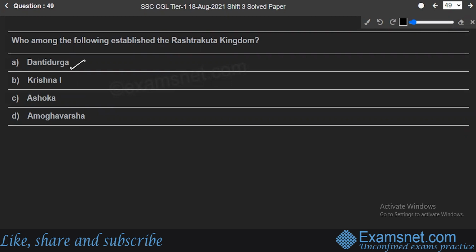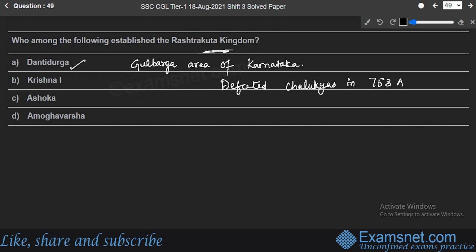Danti Durga is considered the founder of the Rashtrakuta Empire. His capital was situated at Gulbarga area of Karnataka. He defeated the Chalukyas in 753 AD and took the titles of Raja Dhiraja and Parmeshwara. Option A is the correct answer to our question.